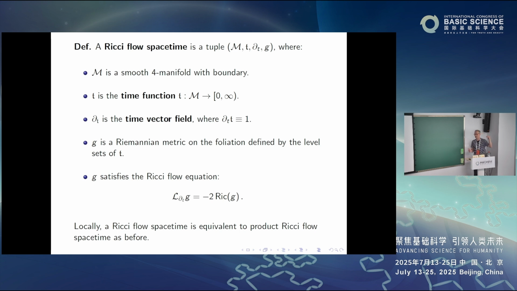You just look at a flow box, you can see it's the same thing. However, globally, it could look very different. It could be very far from being a product. So this allows for the possibility that the topology can change.